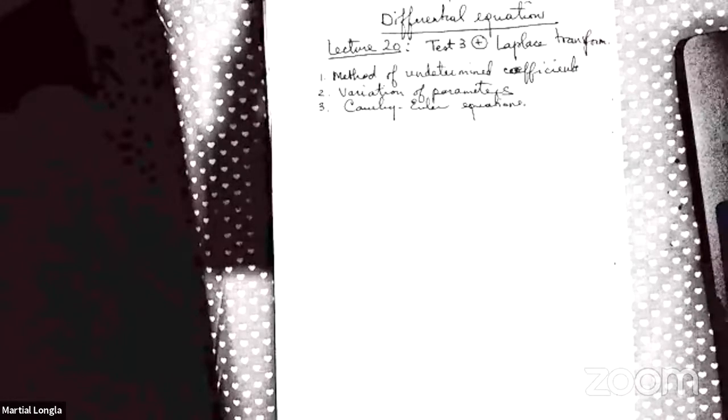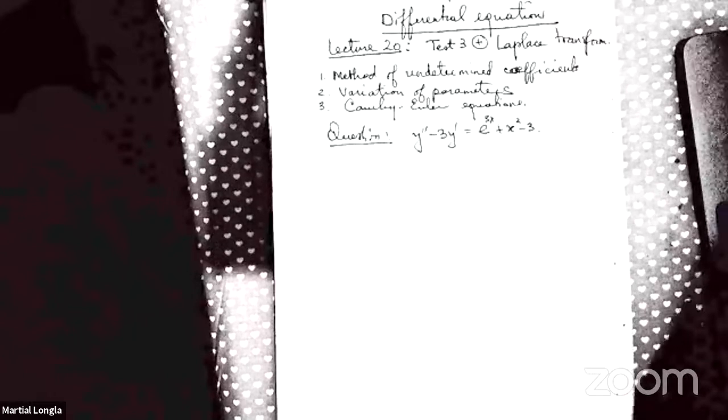Question 1 was solve y double prime minus 3y prime equals e to the 3x plus x squared minus 3. So this is an equation that involves a non-zero right-hand side and asks to use a method of undetermined coefficients.